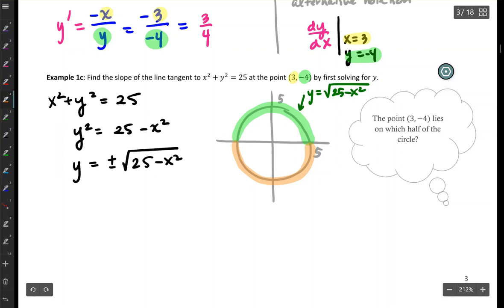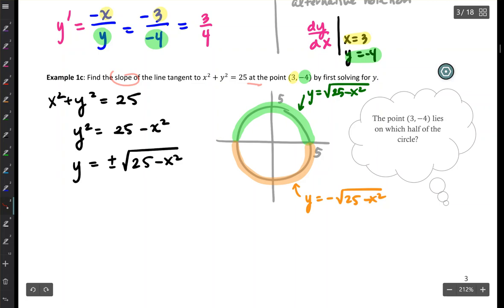That's a function of x. The green alone passes the vertical line test. And y is the negative square root of 25 minus x squared. The lower half of that circle passes the vertical line test. It is a function of x all on its own. Then we can answer this question.